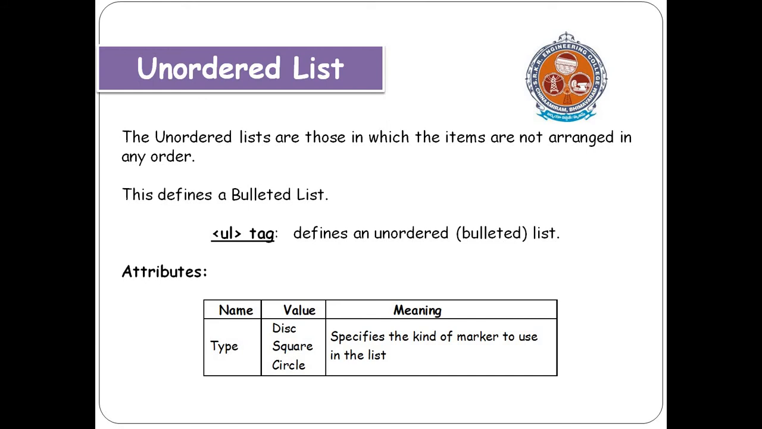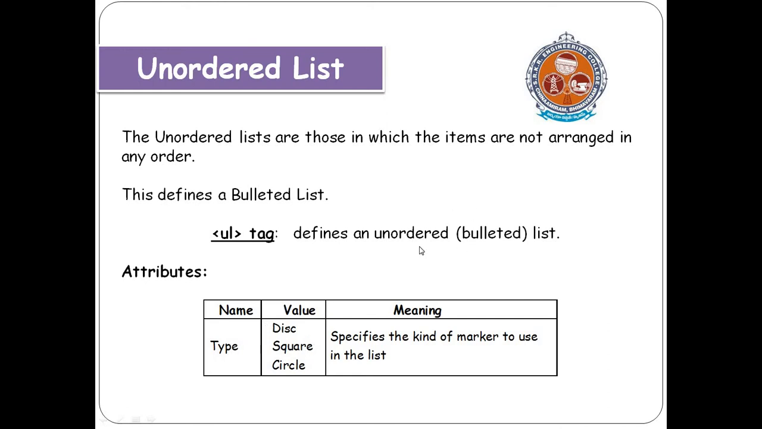Then the second one is the unordered list. The unordered list means it will not be arranged in any order. In the unordered list, we are unable to use any numeric values, alphabetical values, or Roman values. Only some special characters are used, that is special values: disc, square, circle. These are the special types of values, that means bulleted format.